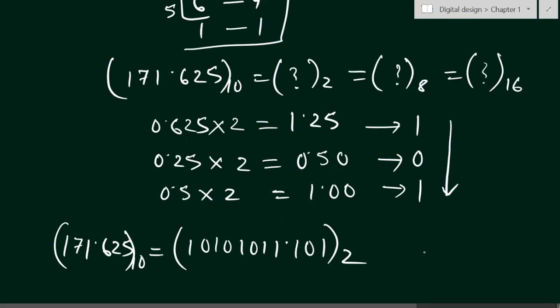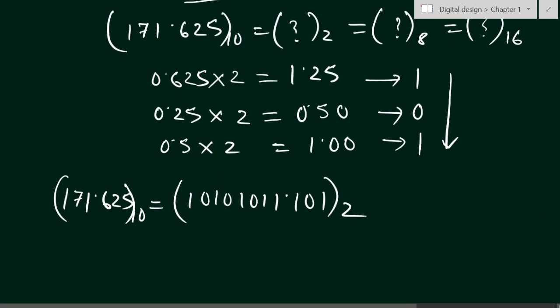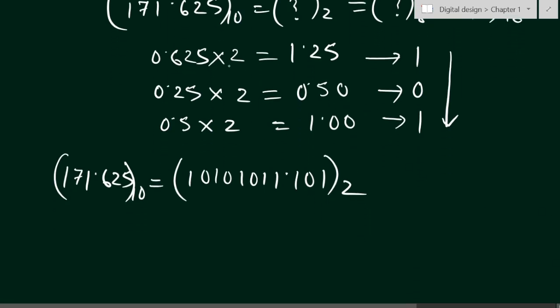Now we have to convert into the octal number system. A similar procedure, but here you now multiply with 8, because in the octal number system the base is 8. We will consider only the fractional part, as the integer part we have already converted into the octal number system. So we have 0.625 into 8. What will be the result? It will be 5.000. What is the integer part? You write it here. It is 5. We do not have a fractional part here, so you have to stop.